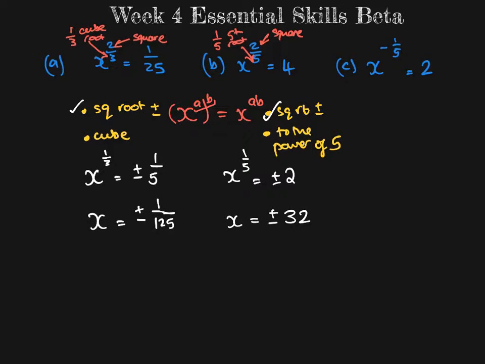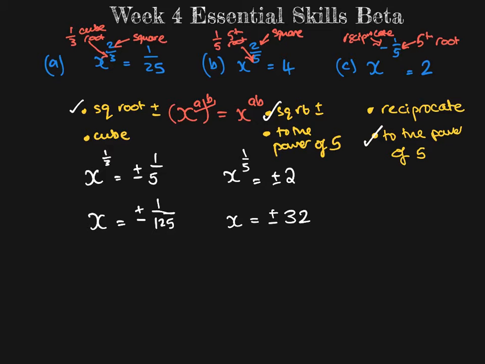Last one, we've only got here the 5th root, so we're going to be doing the opposite of that, which is to the power of 5, but we've also got this minus, which means reciprocate, so we're going to be turning upside down. So the opposite of reciprocal is reciprocal. So we're going to reciprocate, turn upside down, and we're also going to do to the power of 5. Now, which one do I want to do first? I think I'll do to the power of 5 first, and then I'll flip it.